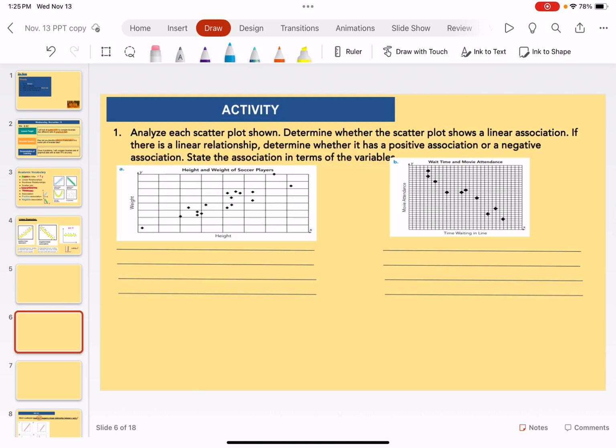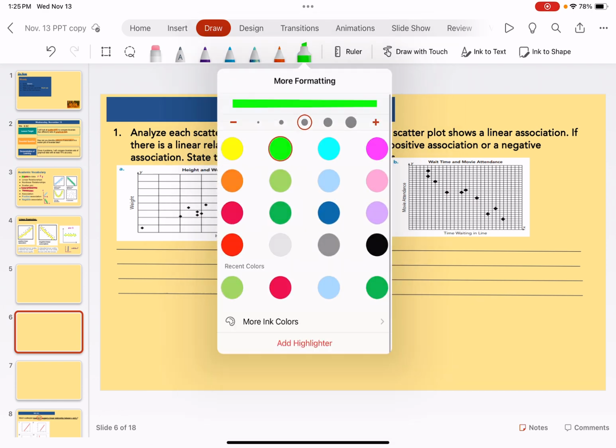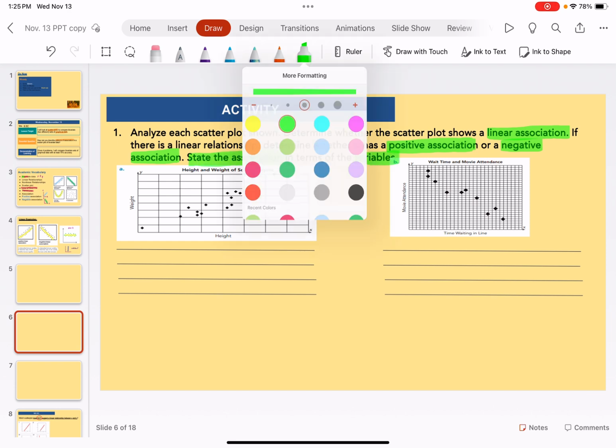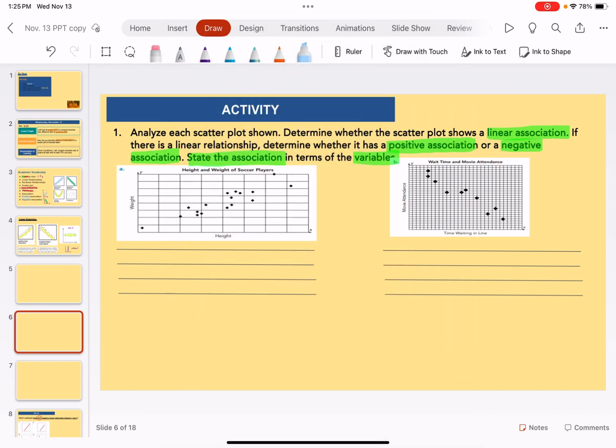Okay, so now we have our activity. It says, analyze each scatter plot shown. We have to determine whether the scatter plot shows a linear association. And if there is a linear relationship, we have to determine whether it has a positive association or a negative association. And lastly, we have to state the association in terms of the variables. Okay, so first off, for each of these graphs, I'm going to draw a trend line. So again, I'm trying to go through as many points as I can.